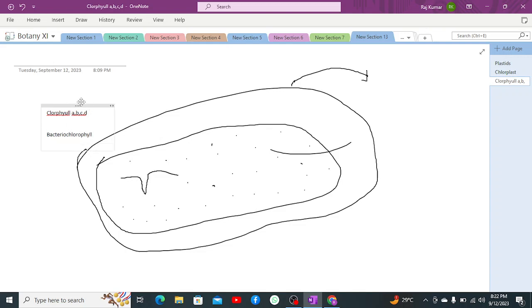In bacteria, that is bacteriochlorophyll. On the other hand, we have carotenoids. Carotenoids are divided into two types. The first includes the carotenes, while the second type includes xanthophylls. Carotenes have a red and orange color. They give red and orange color to the plant's parts. Xanthophylls give the yellow color to plant's parts.